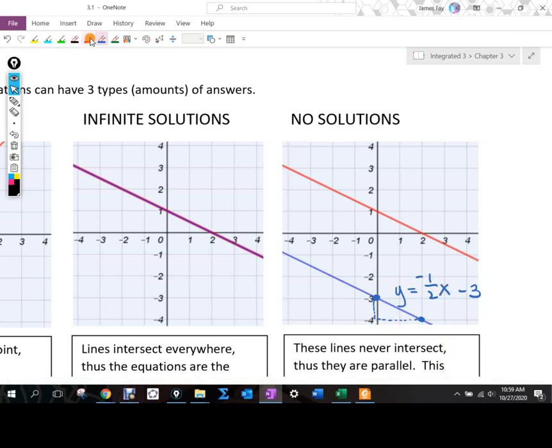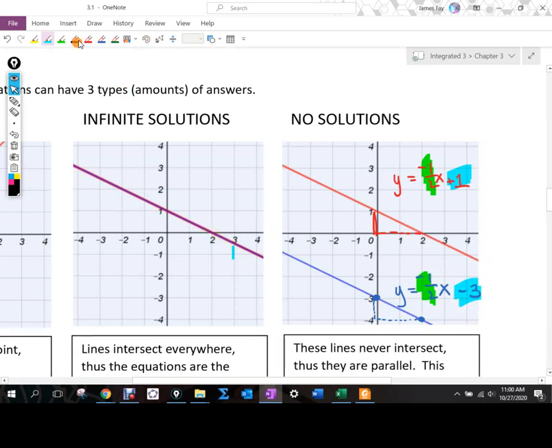Okay. Now if I try to write the equation of the red line, what's the y-intercept for the red line? 1. And what's the slope there? 1/2 again, and it's down 1, so -1/2. So in that situation, those two equations, the slope is the same, right? But what do you notice about the y-intercepts? They're different, right?